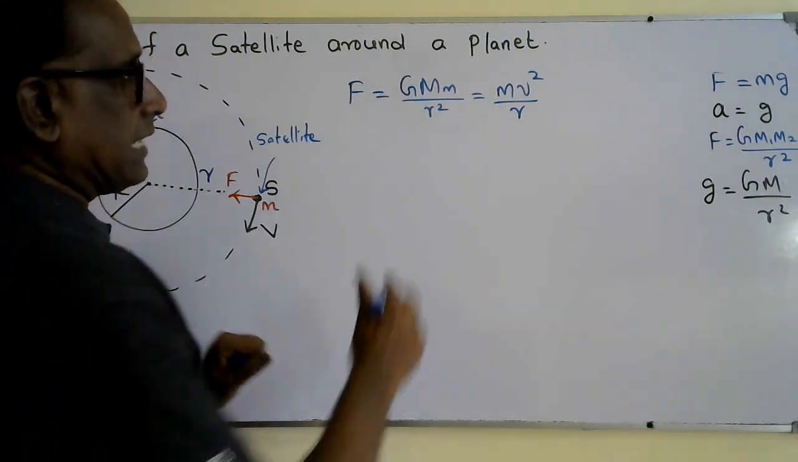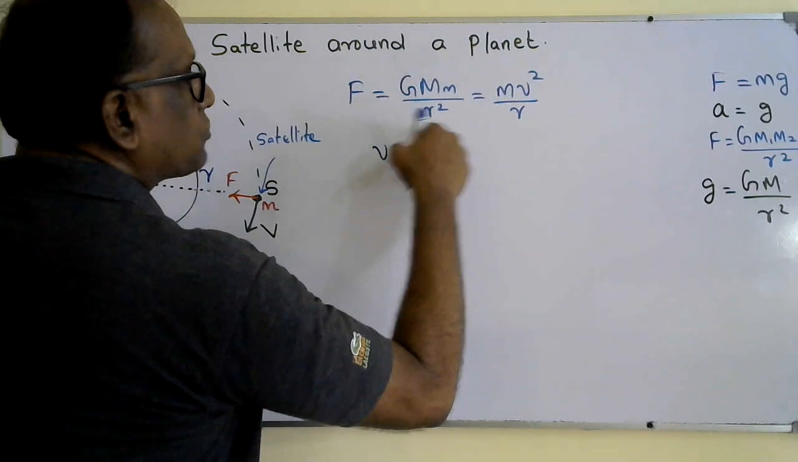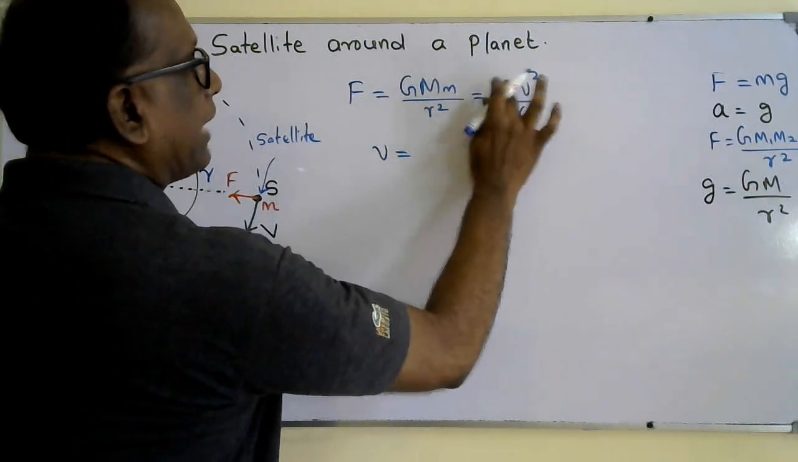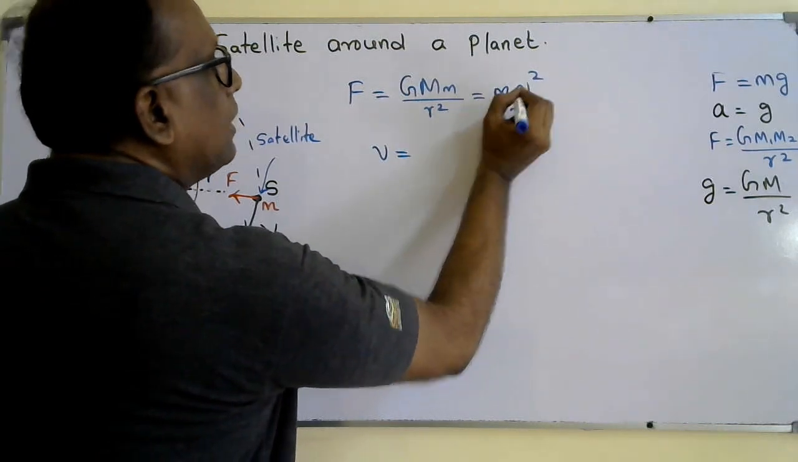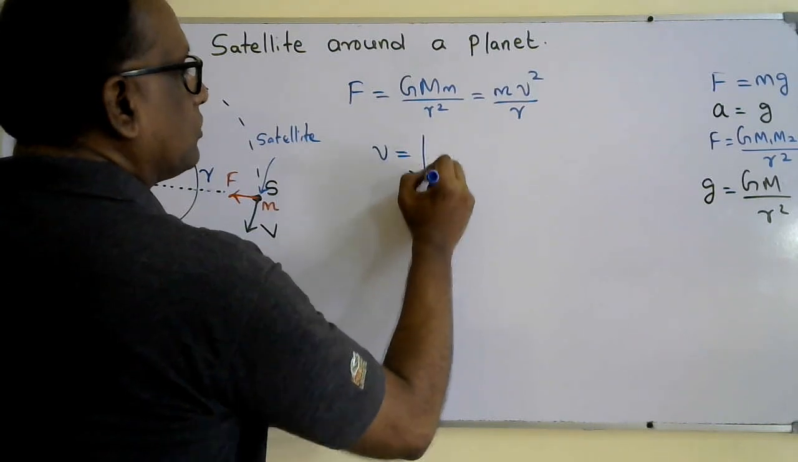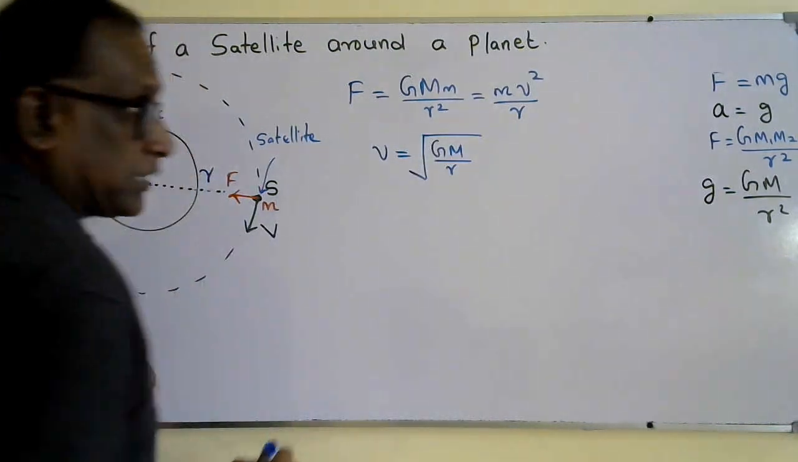I can get the expression for the speed of the satellite. Make v the subject and solve it. r squared and r get cancelled. Capital M, the mass of the planet, stays, where small m is the mass of the satellite, and the mass of the satellite m gets cancelled. So v is going to be the square root of GM over r.